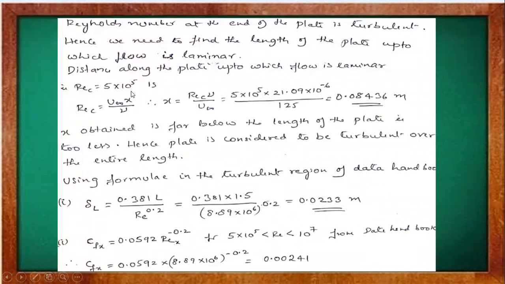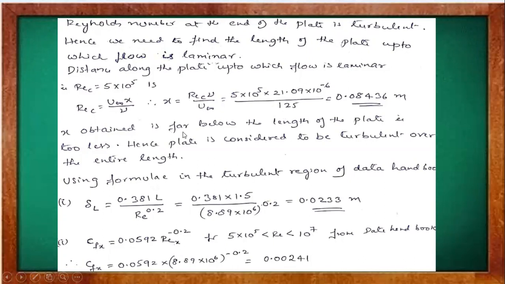Hence, the flow at the end of the plate is turbulent. Next, we need to find the length of the plate up to which the flow is laminar. For that we use the critical Reynolds number 5 into 10 power of 5, equal to U infinity into X by nu. So X is equal to the critical Reynolds number into nu divided by U infinity. So 5 into 10 power of 5 multiplied by nu divided by velocity 125. We get the X value as 0.084 meters.